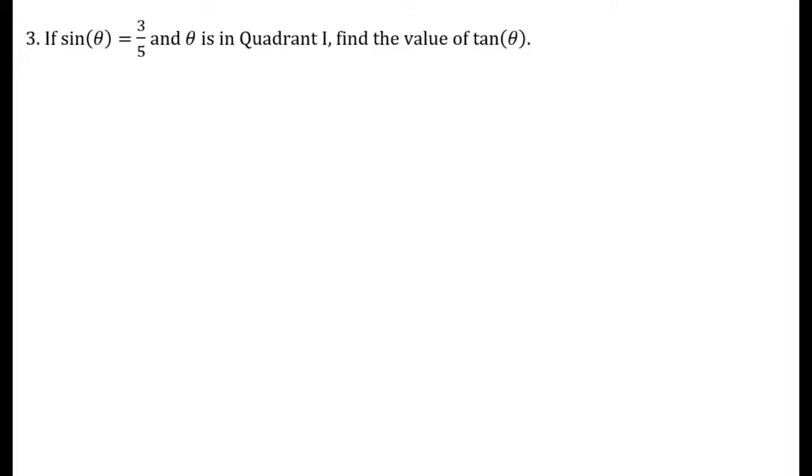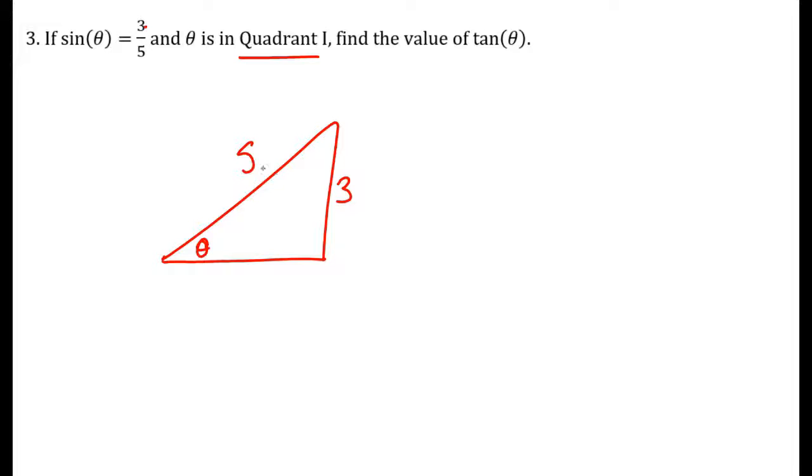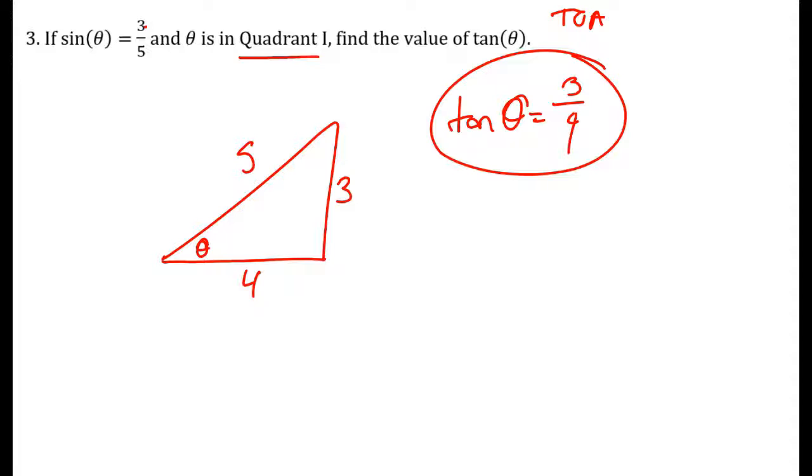If sine of theta is 3/5 and theta is in quadrant 1, what's the value of tan? Well, sine is opposite over hypotenuse. This is a 3, 4, 5 right triangle. You could also use the Pythagorean theorem to find that last side. The tangent of theta is, tangent is TOA, opposite over adjacent, 3/4. Because we're in quadrant 1, it's positive. If I was in quadrant 2, it would be negative 3/4, but they said we're in quadrant 1, so it's positive 3/4.